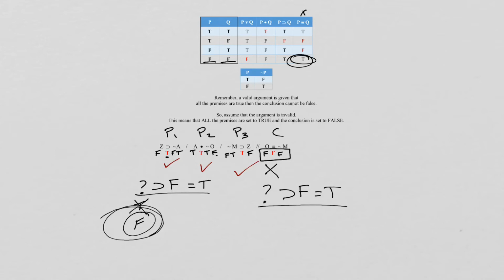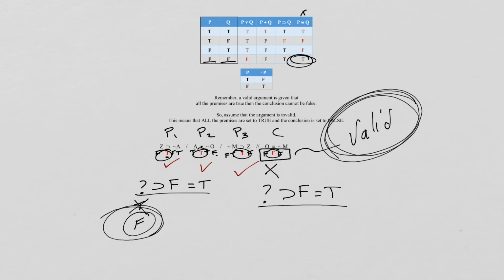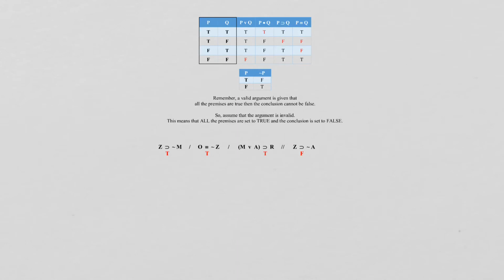So we now know that if we were to do a long truth table, we would never find a line where the premises are all true and the conclusion is false. It's impossible. That's what we just worked out. So if it's impossible to make it invalid, this argument is valid. Okay, let's move on to the next one.